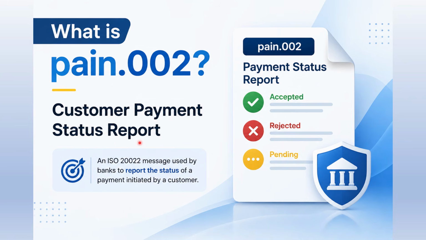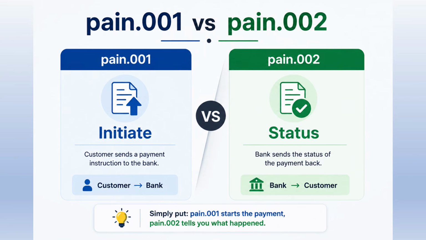In simple terms, pain.001 tells the bank what payment you want to make. Pain.002 tells you what happened to that payment instruction. Think of pain.002 as the status update associated with a payment initiation process. The easiest way to remember these two messages is pain.001, initiate the payment. Pain.002, communicate the status.